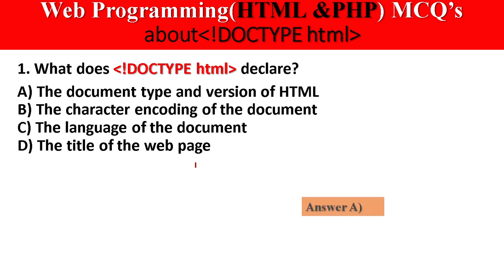The correct answer is A, the document type and the version of HTML that tells the browser. So this doctype refers to the type of document and the version of HTML.